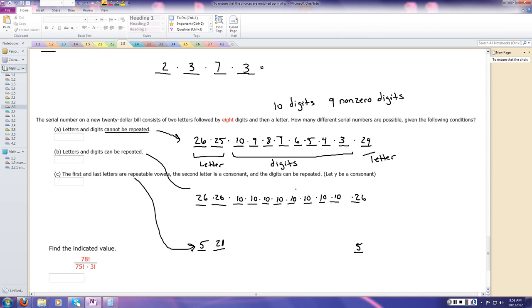And the digits can be repeated. And let Y be a consonant. So A, E, I, O, and U are my only vowels. So I have a repeatable vowel here and here, 5 choices for this block, and 21 choices for this spot because it's a consonant. And then I still have my 8 numbers in here, and they can be repeated. So it would be 10 times 10 times 10 times 10 times 10, 8 times, right? So you multiply all these numbers together and you get your answer for part C.